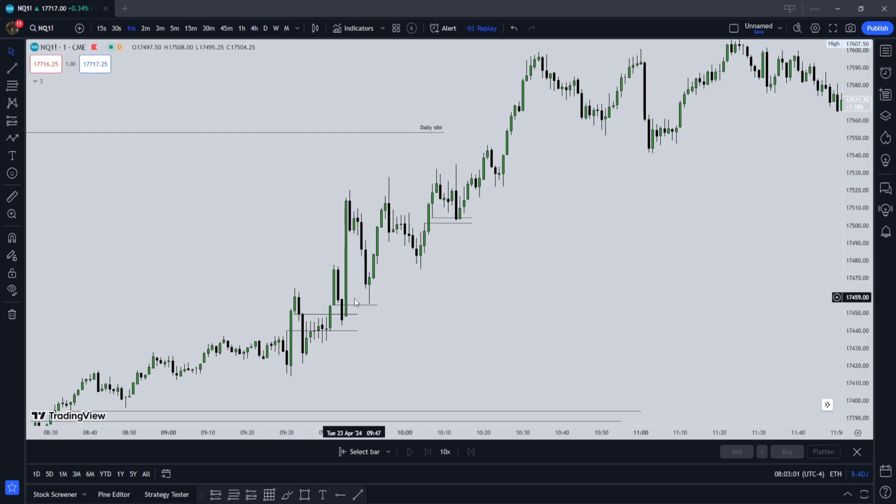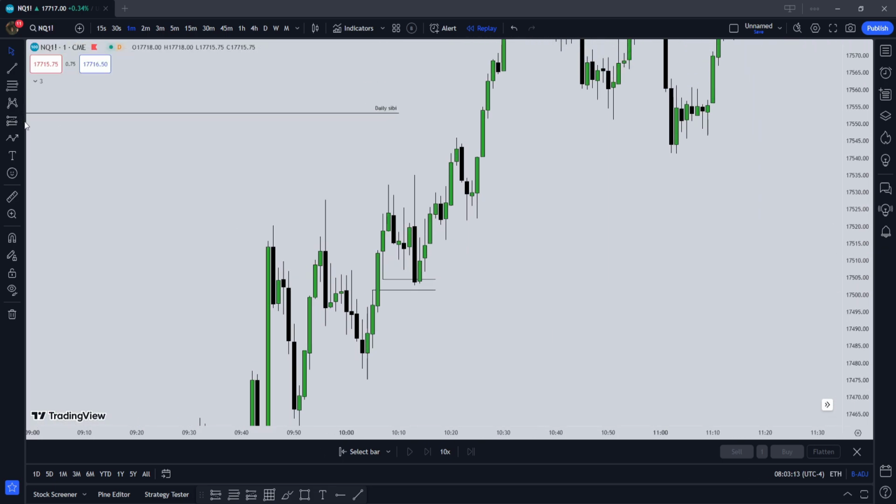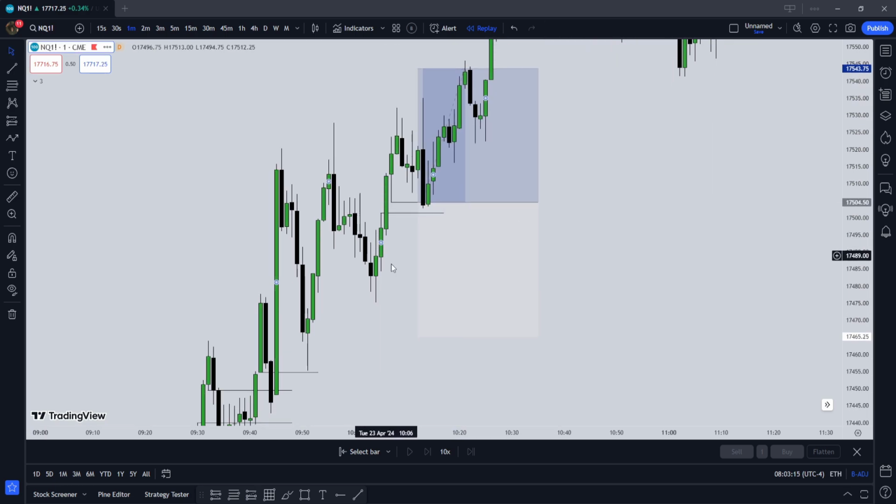So this is filled as well. This one's filled as well. This big BC is filled as well. These BCs are filled as well. And we have another displacement. This is a silver bullet time. So this was your silver bullet entry here.